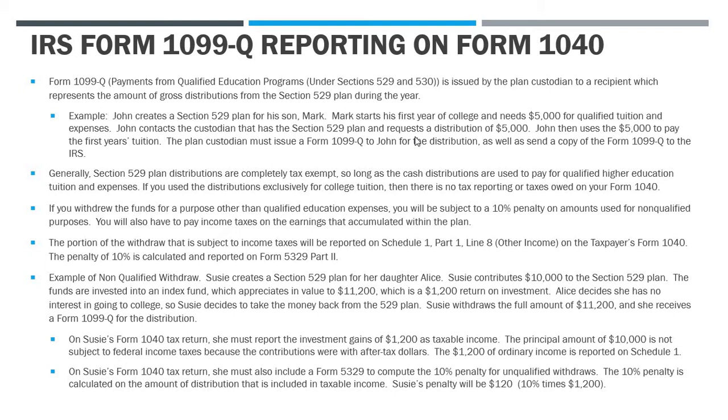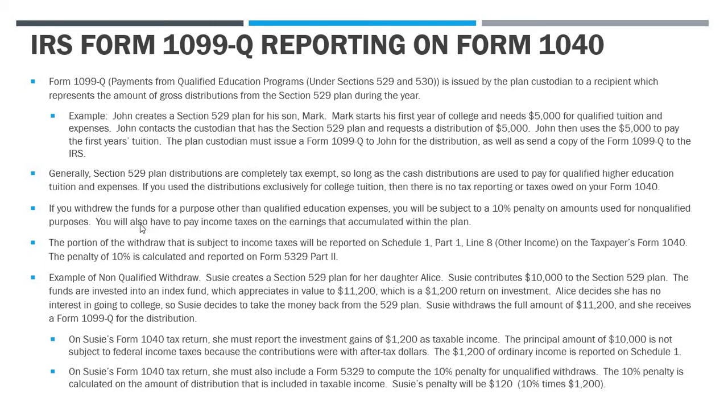Well, it really depends on how the funds were used. So generally, the 529 plan distributions are completely exempt from tax, so long as the cash is used to pay for the college education expenses. So if you use the distributions for college tuition, you'll still get a 1099-Q, but there's no need to report anything on your 1040. Okay? Where the reporting comes into play is if you use either all or a portion of the funds for non-qualified expenses, and so that's what we're going to get into here.